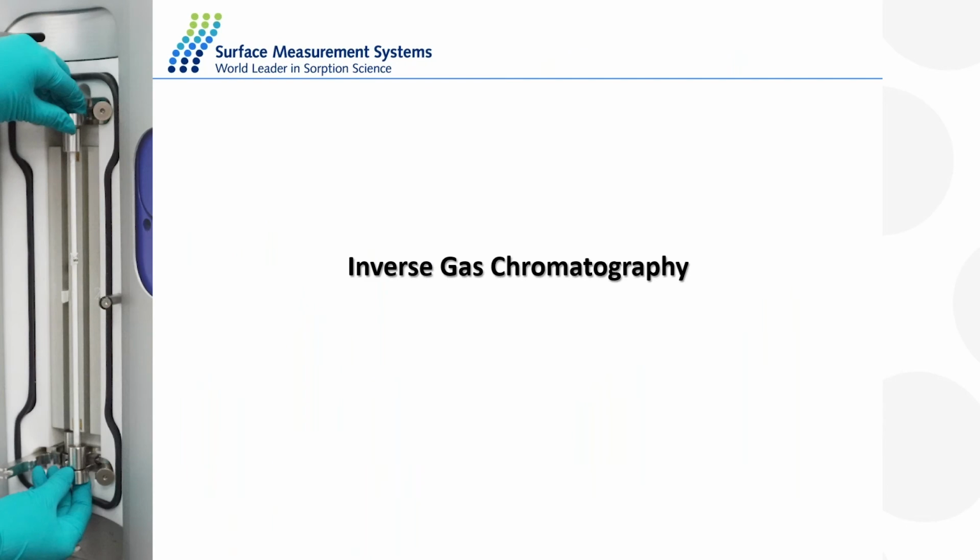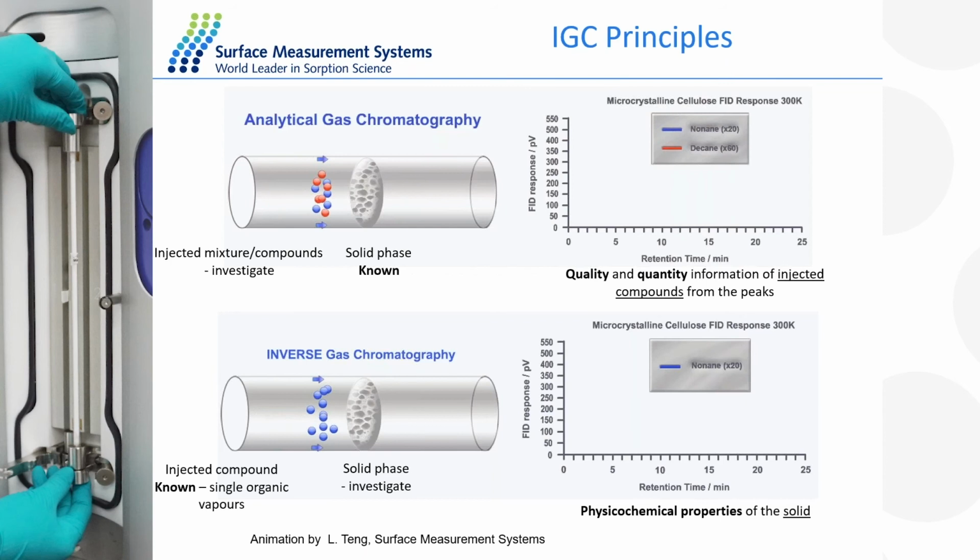And the other sorption technique we will introduce is inverse gas chromatography. The principle of IGC is quite simple, just being opposite of conventional gas chromatography. For example, in the traditional GC experiment, we will have a certain kind of solid as the stationary phase, and we will inject an unknown mixture of gas compounds through the stationary phase. There will be different peaks showing up here, giving the quality and quantity information of the injected compounds at the very beginning.